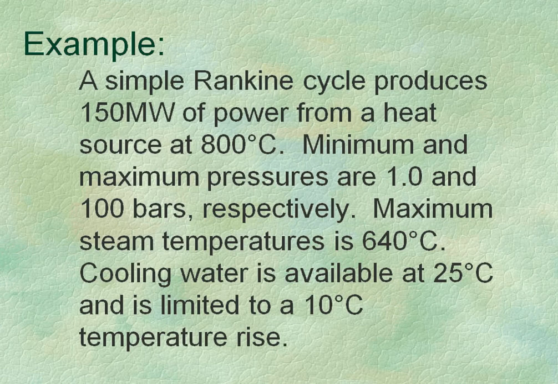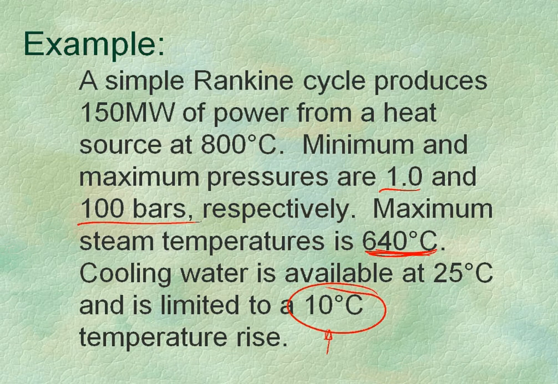Here's an example. A simple Rankine cycle produces 150 megawatts of power. You're given the low pressure and the high pressure. You're given the max steam temperature, which would be entering your turbine, and you're told that cooling water is available. And the cooling water, due to environmental regulations, is often limited to a certain rise in temperature. So we bring in cooling water at 25 degrees, and our cooling water is heated to 35 degrees at the most in your condenser.